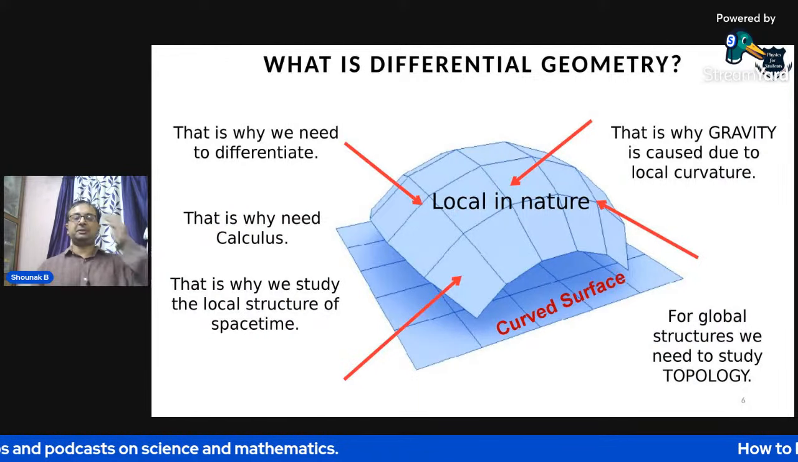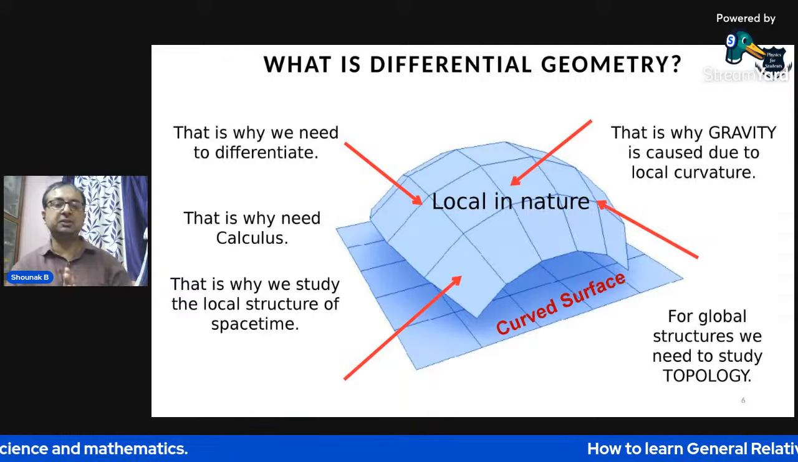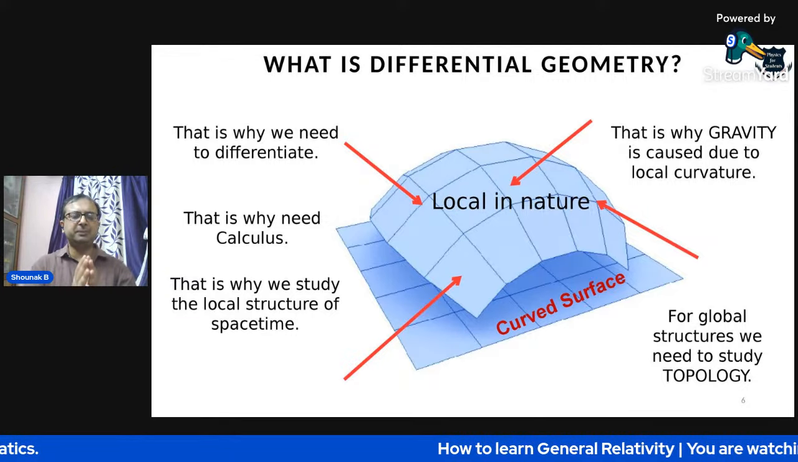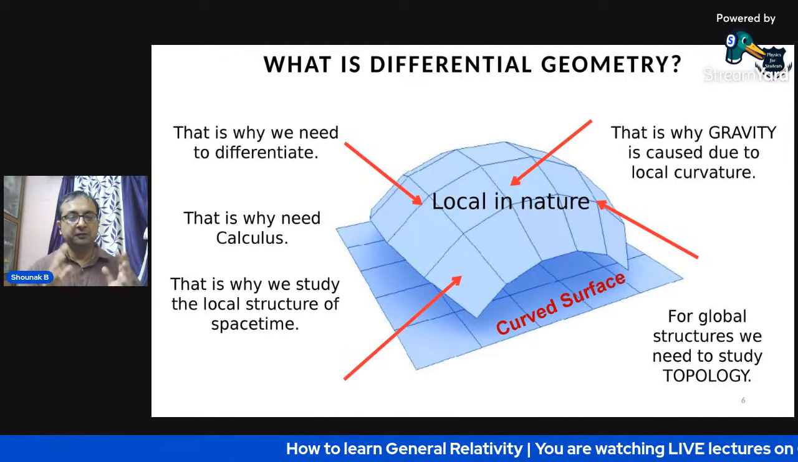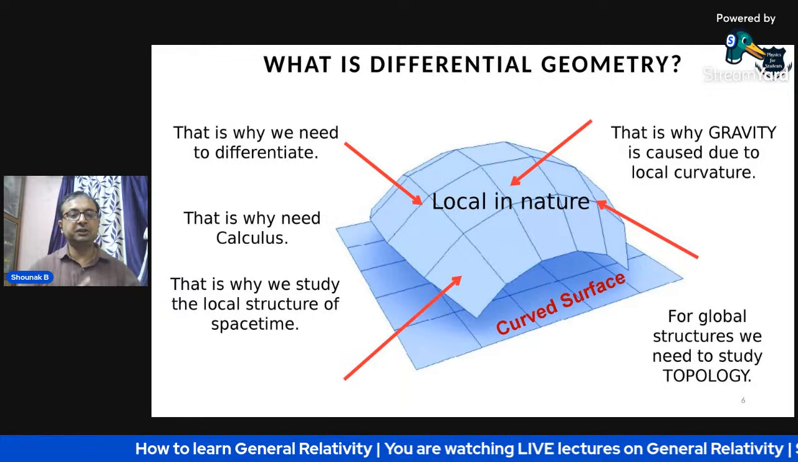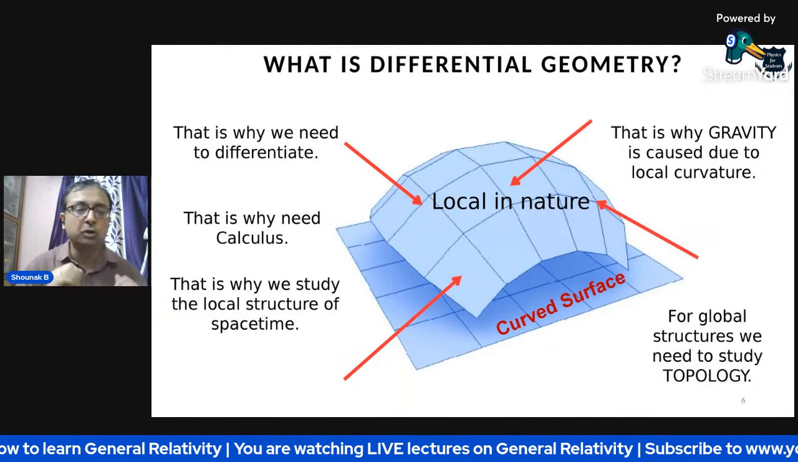Here you see, this is something very unique. This is what it is called. We need to do the mathematics because we need to differentiate, and in order to differentiate, we need calculus. And this is very local in nature.